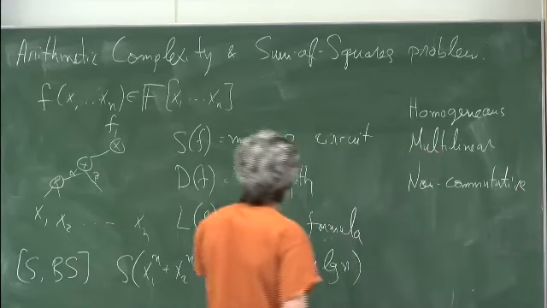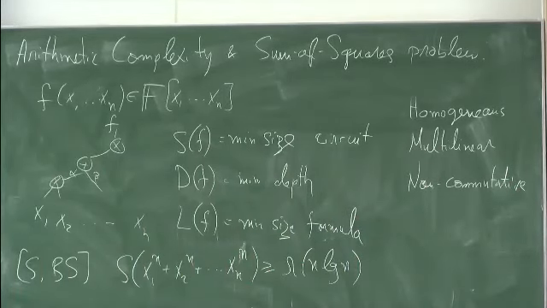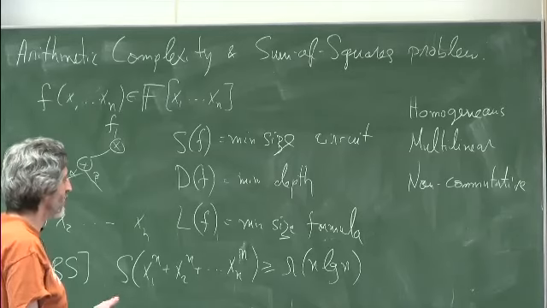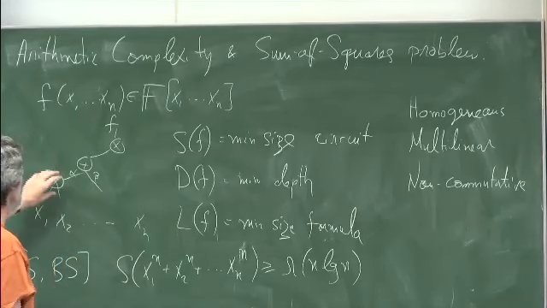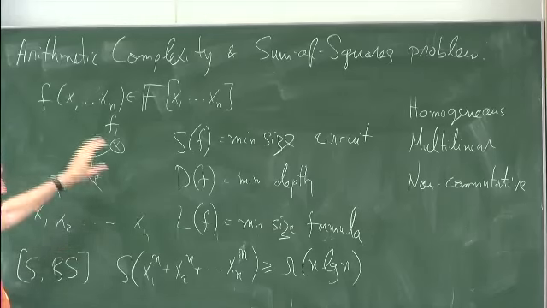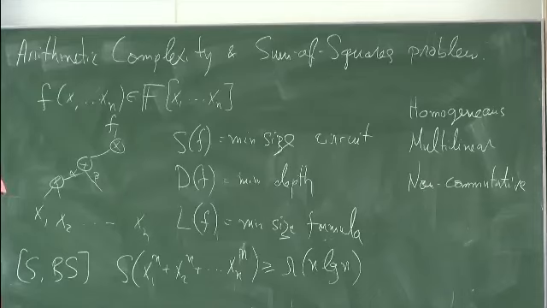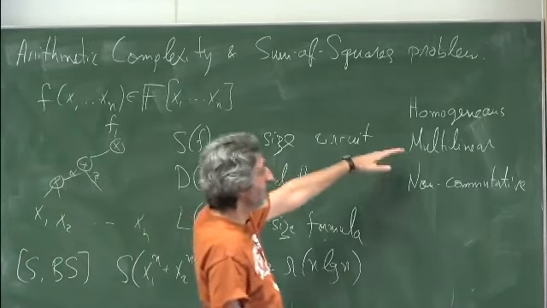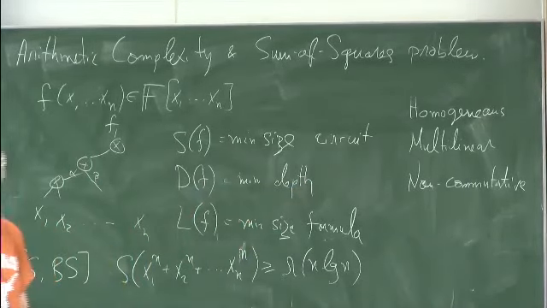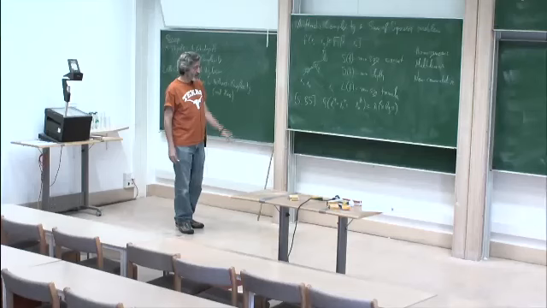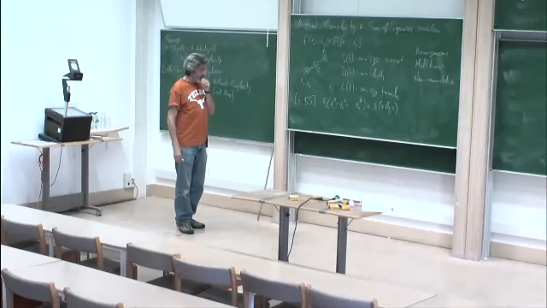I'll define these models, but basically, this is what happens when you tell the circuit that you want everything computed in its gates to be, let's say, a homogeneous polynomial. That makes sense if your output is a homogeneous polynomial. Or similarly here, you restrict the circuit to compute at every gate just a multilinear polynomial, and it makes sense if the output is a multilinear polynomial, and so on. Non-commutative we'll get to a little later.